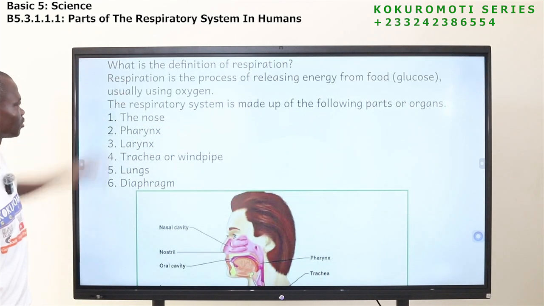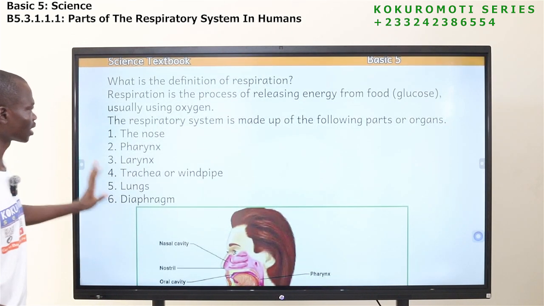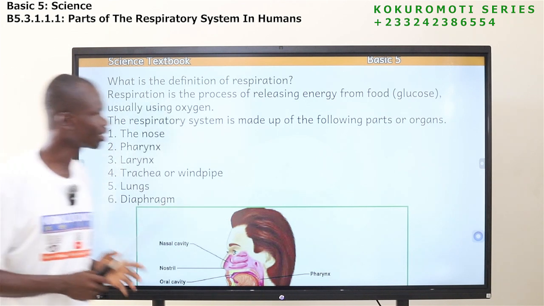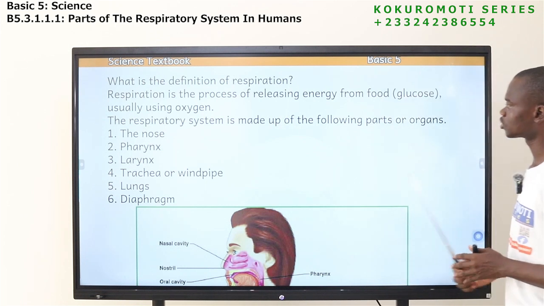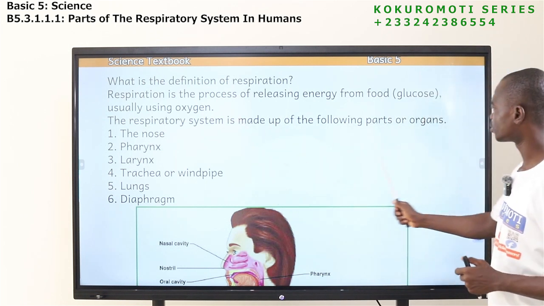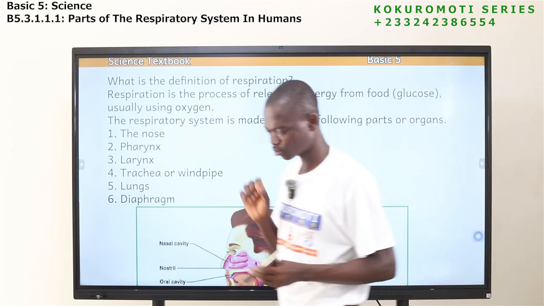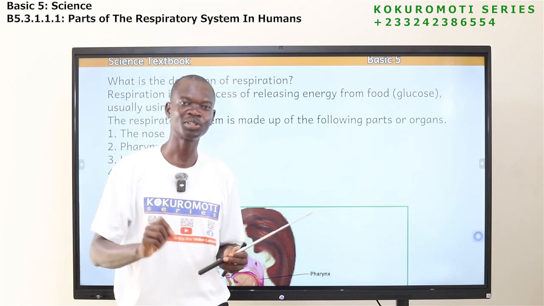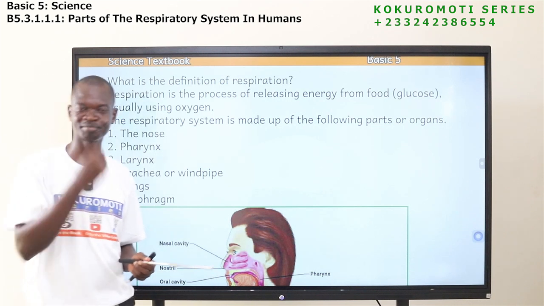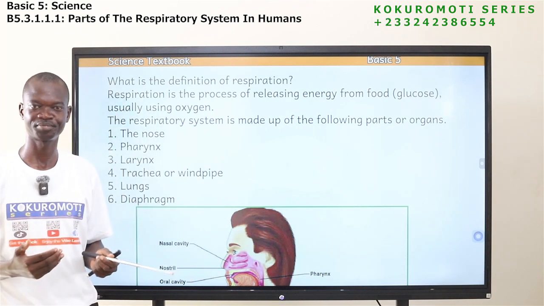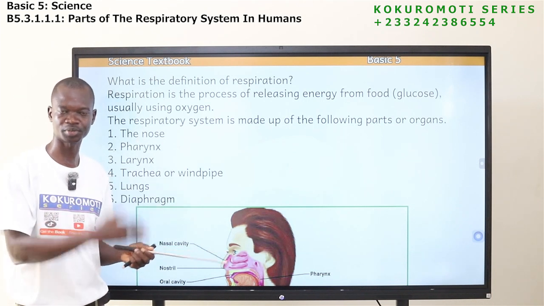Okay, so this is how the respiratory system looks like. But before, let's look at the organs that form the system. The respiratory system is made up of the following parts or organs. The first one is the nose. I'll ask you to write the organs of the respiratory system. Remember that the nose is one of them. We shall see the functions of all the organs of the respiratory system.